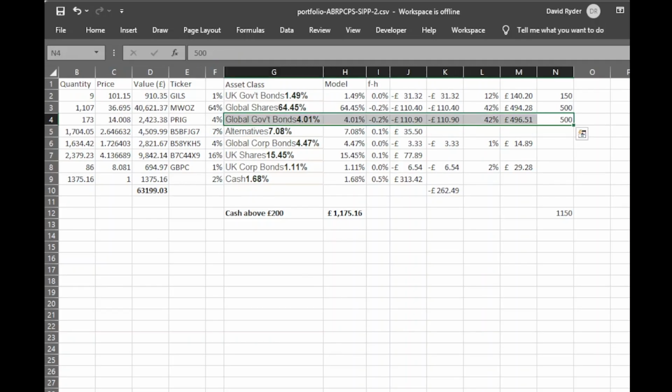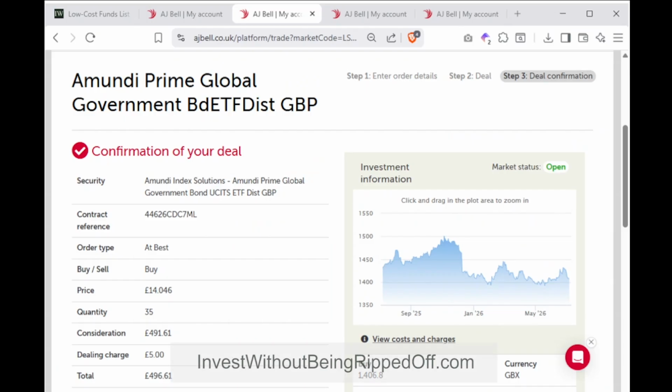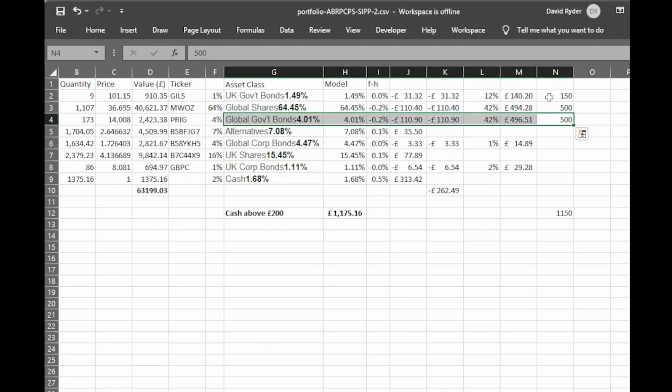So let me show you the certificate that I have completed that with. There it is. I did not include the dealing charge in the amount. I had that on top of the amount I was buying, and I bought £496 in total, including the dealing charge, which is fine. And the next one is the next biggest, which is this one, and that is global shares. So let's have a look at the certificate for completing global shares.